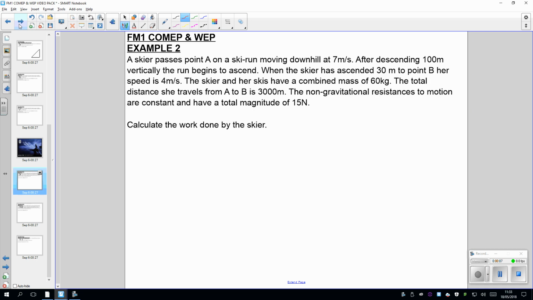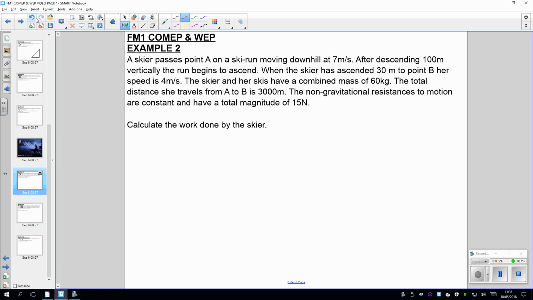Hi everyone, video 2 on COMEP and WEP, so energy transfer. I really like this example because it puts everything together. So let's just go for it.